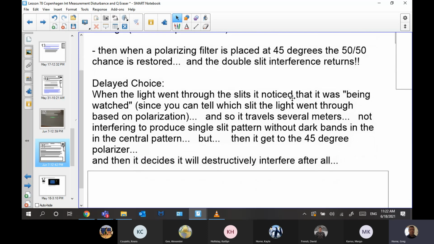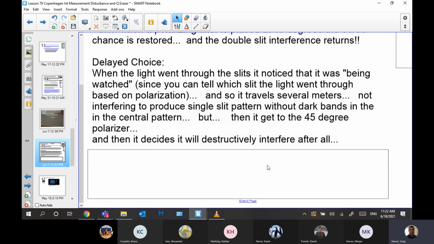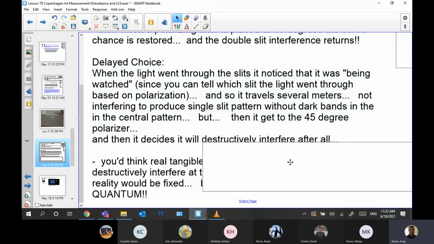Delayed choice. When the light went through the slits, it noticed it was being watched, so the interference pattern disappeared. That's weird enough on its own, right? Then it travels several meters across the room, not interfering, saying, okay, we're just going to land as a single slit pattern. But then the polarizing filter restores the fact that the photons could have gone through either slit.